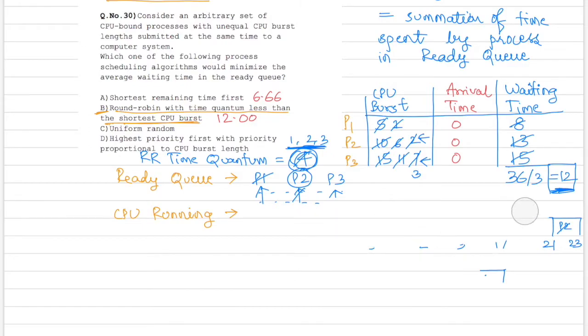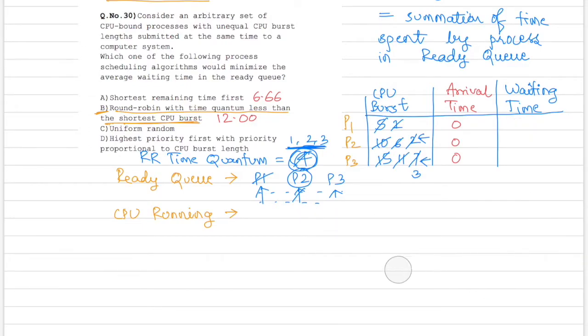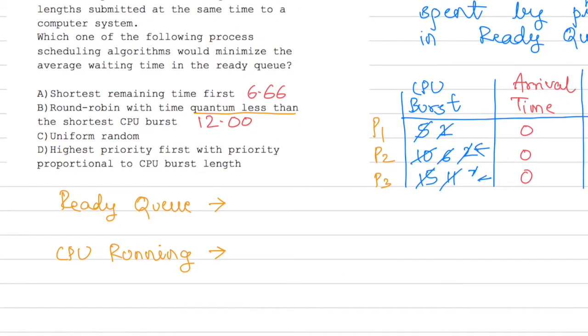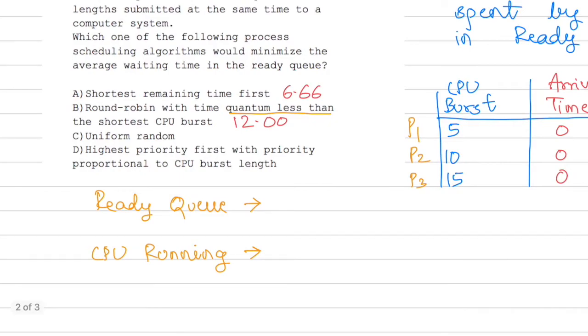This is all not required now for the next run. Okay, so we are done with option A and option B. Now option C and option D remains. Let me zoom in and clear this too. So let me just rewrite it. It was 5, 10 and 15. Yes. Now next is option C, which says uniform random.